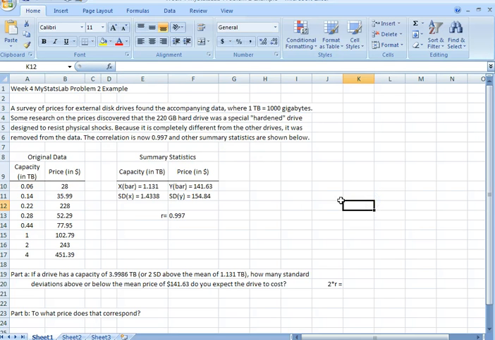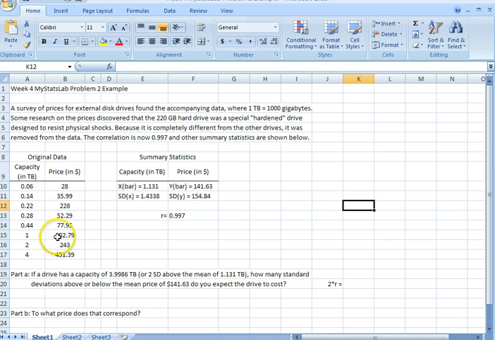In this example, a survey of prices for external disk drives found the accompanying data, where 1 terabyte equals 1,000 gigabytes. Some research on the prices discovered that the 220 gigabyte hard drive was a special hardened drive designed to resist physical shocks. Because it is completely different from the other drives, it was removed from the data. The correlation is now 0.997, and other summary statistics are shown below.